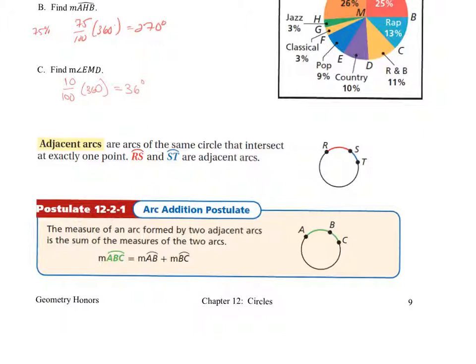Adjacent arcs. Remember we had adjacent angles at one point. Adjacent means right next to. So if we have adjacent arcs, they're right next to each other. And just like we had a segment addition postulate or an angle addition postulate, if you have two arcs added together, then it equals the measure of the full arc. So the full arc measure of arc ABC is equal to the measure of arc AB plus the measure of arc BC, which makes sense.